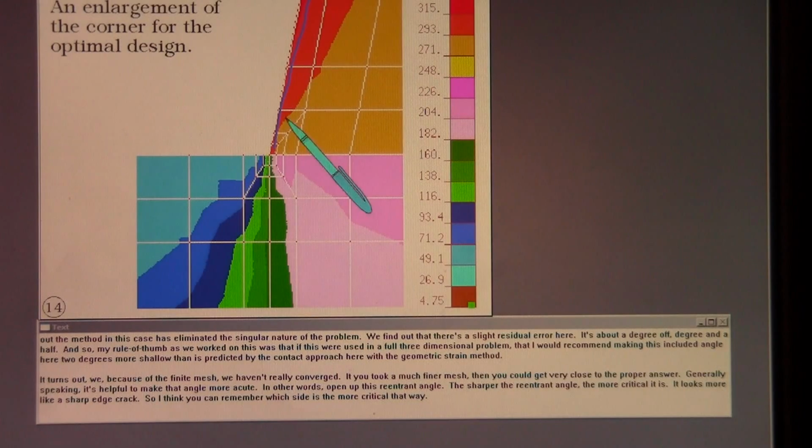But generally speaking, it's helpful to make that angle more acute. In other words, open up this reentrant angle. The sharper the reentrant angle, the more critical it is. It looks more like a sharp edge crack. So I think you can remember which side is the more critical that way.